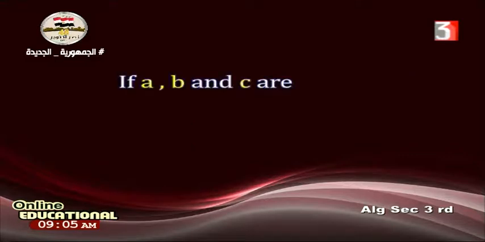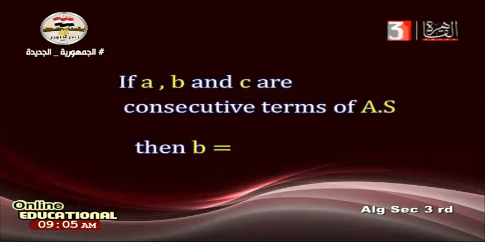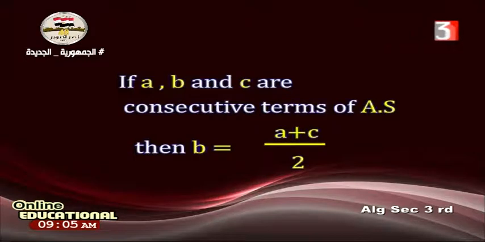If we have A, B, and C are consecutive terms of arithmetic sequence, then B equals A plus C over 2. Middle term, if we have three terms A, B, and C are consecutive terms of arithmetic sequence, we know that the arithmetic mean B equals A plus C over 2.